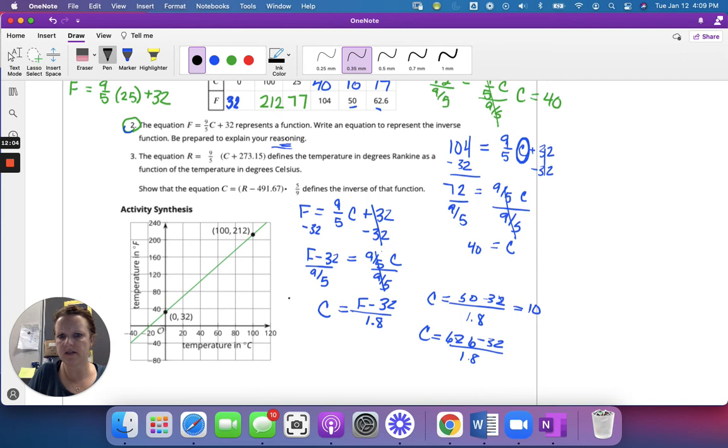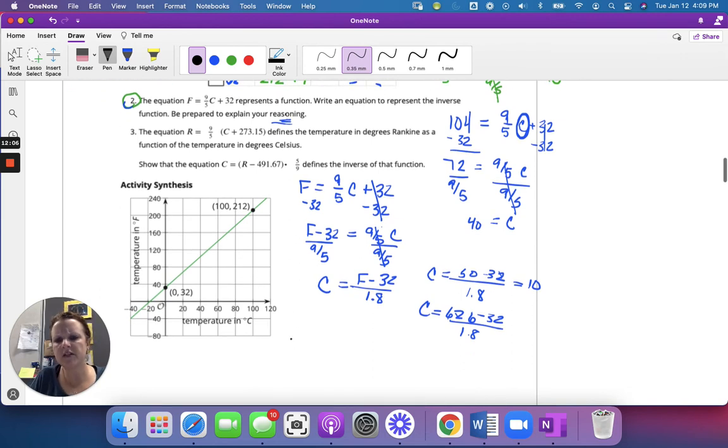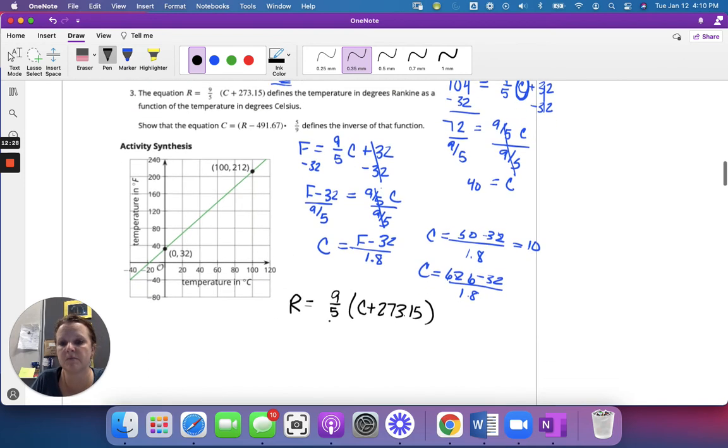Now, let's look at this next equation. Let's change colors again. It says the equation R equals 9/5 times C plus 273.15 defines the temperature in degrees Rankine as a function of the temperature in degrees Celsius. So our input is Celsius, the output is Rankine. Show that the equation C equals all of this defines the inverse of that function.